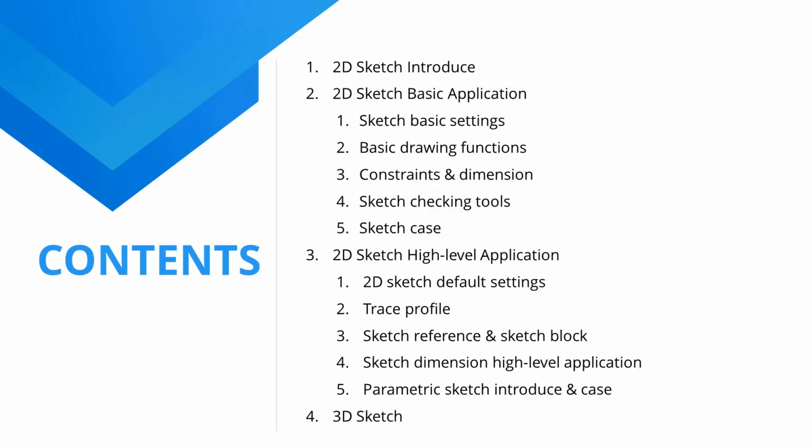Today's training will be divided into 4 parts. In the first part, I will give the basic introductions for the 2D sketch, and in the second part, I will introduce the basic applications, including the basic setting, drawing functions, constraints and dimensions. Finally, I will take an example to show you how to create a 2D sketch in ZW3D. In the third part, I will introduce the high-level applications, including the trace profile, parametric sketch, and so on. And finally, in the fourth part, I will introduce the 3D sketch.